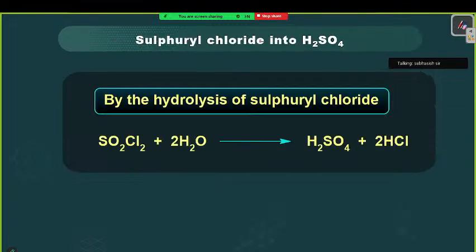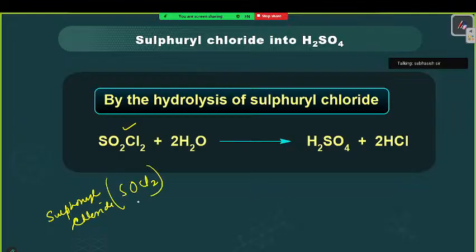Now move on to the next method for the preparation of sulfuric acid. That is the hydrolysis, or the reaction with water, of sulfuryl chloride. This is sulfuryl chloride. This is not thionyl chloride. Now another similar compound is there, thionyl chloride. Thionyl chloride is SOCl2. Don't confuse thionyl chloride and sulfuryl chloride. This is a totally different compound.